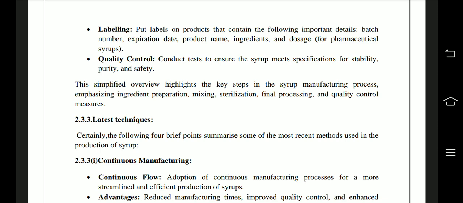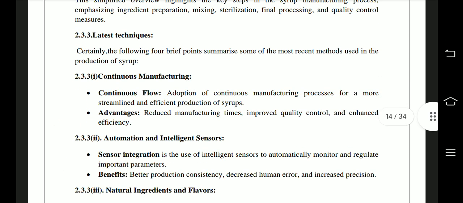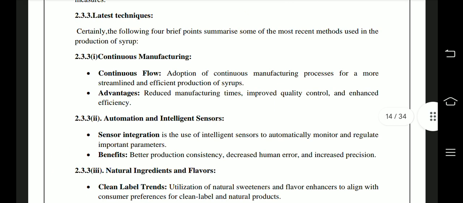This simplified overview highlights the key steps in the syrup manufacturing process, emphasizing ingredient preparation, mixing, sterilization, final processing, and quality control measures. Now, I would like to discuss the latest techniques involved in syrup manufacturing. Certainly, the following four brief points summarize some of the most recent methods used in the production of syrup.